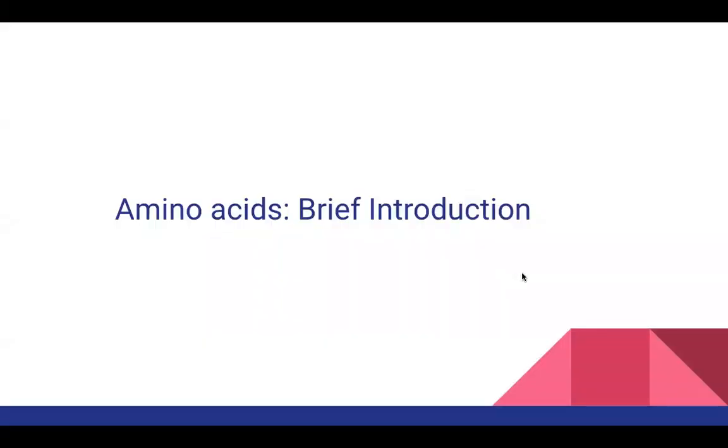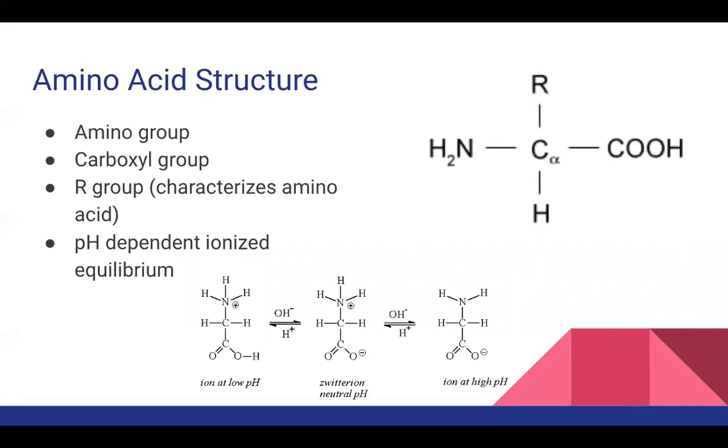Okay, so we're going to start with a brief introduction about amino acids and their structure and important groups. So amino acid structure: it has that central alpha carbon, an alpha amino group on the left, an alpha carboxyl group, and all amino acids have different R groups. These are what give the characteristic to every single amino acid.